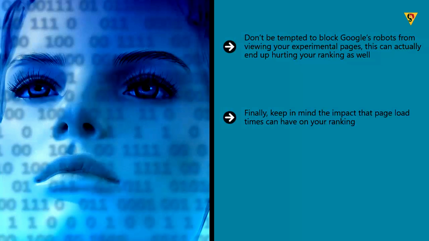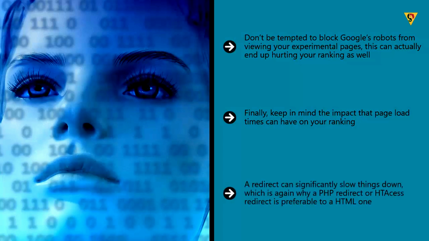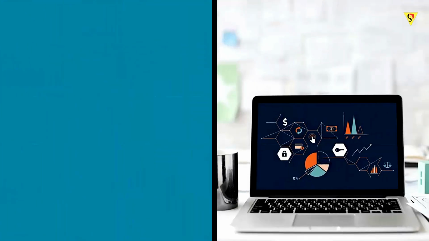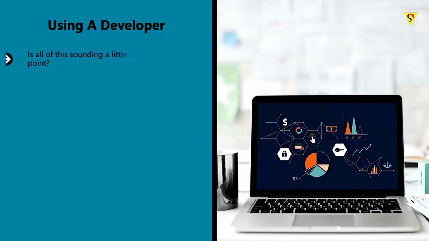Finally, keep in mind the impact that page load times can have on your ranking. Page load times are one of the key factors Google now looks for when determining the ranking of a site, and if your load time is very slow, then it will hurt your position. A redirect can significantly slow things down, which is again why a PHP redirect or htaccess redirect is preferable to an HTML one. You should also consider this factor when looking at other tools that run split tests.